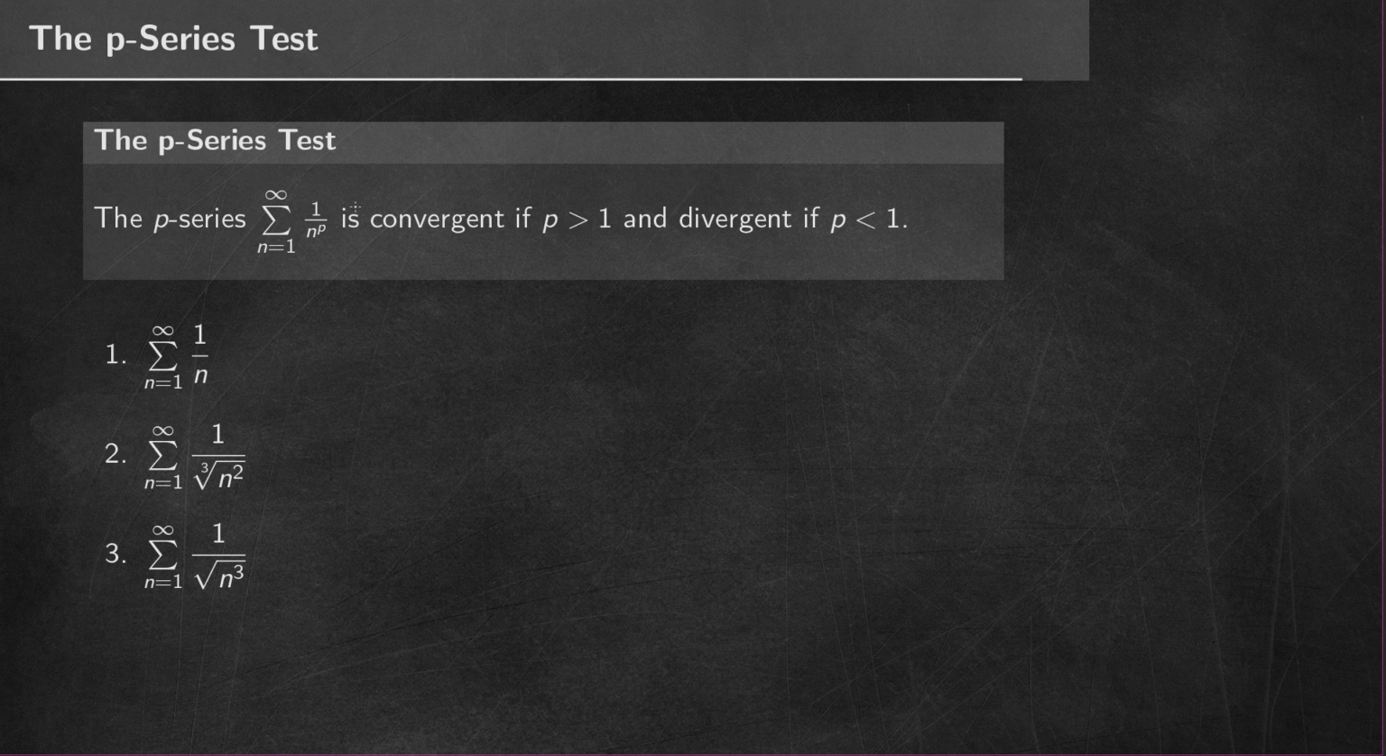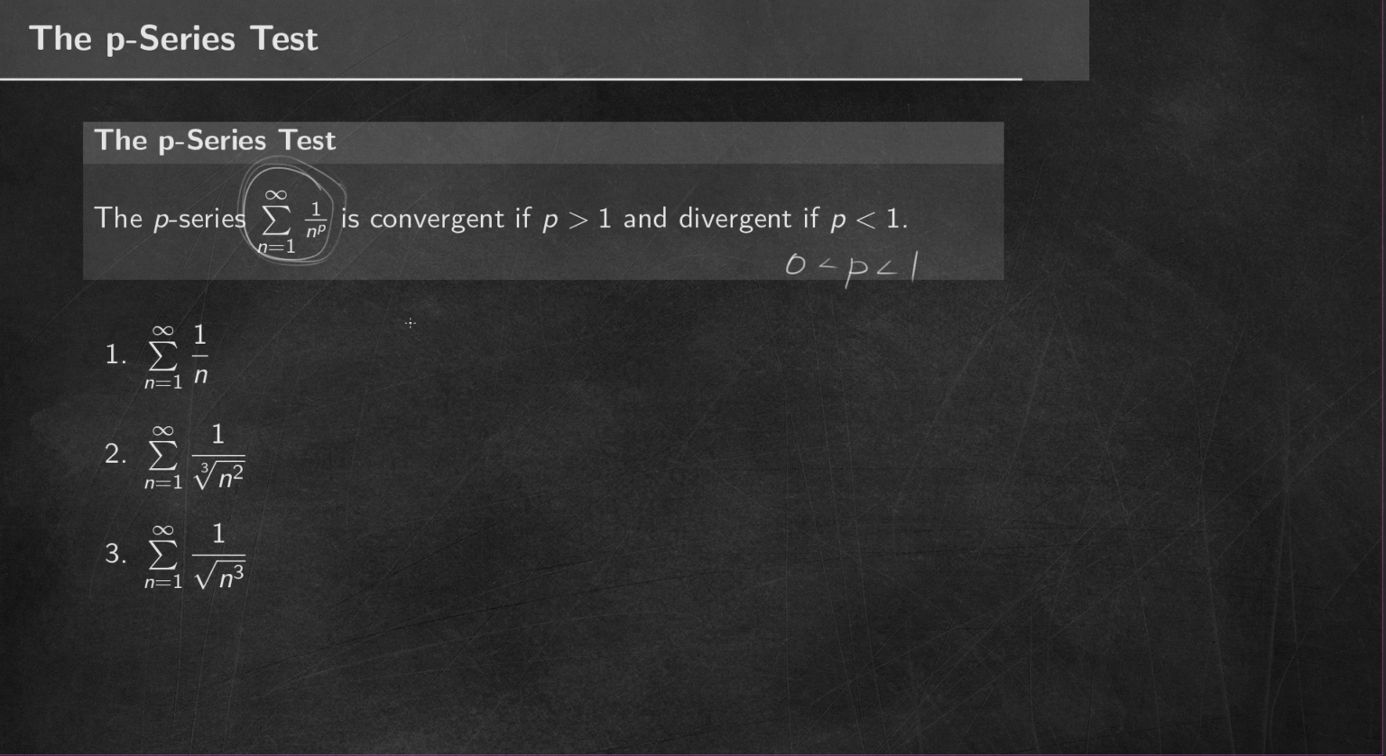Okay, so our p-series test says the p-series, the sum from n equals 1 to infinity of 1 over n to the p, is convergent if p is greater than 1 and divergent if p is less than 1. It says p is less than 1, but p does also have to be greater than 0. Otherwise, we don't have a p-series. So this series right here is called a p-series. So p has to be greater than 0. And our p-series will converge whenever p is greater than 1.